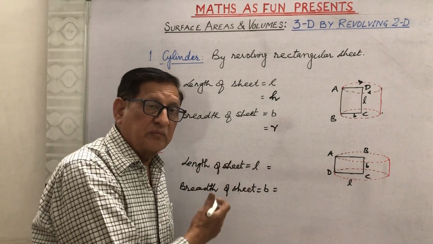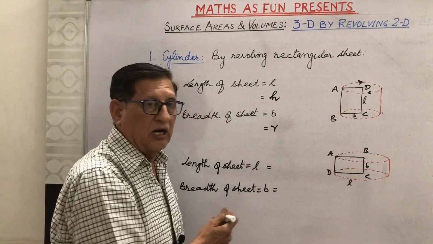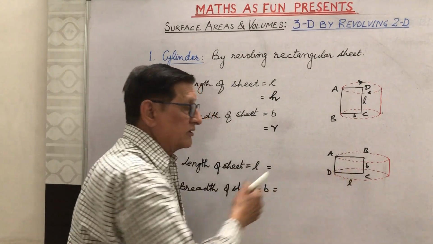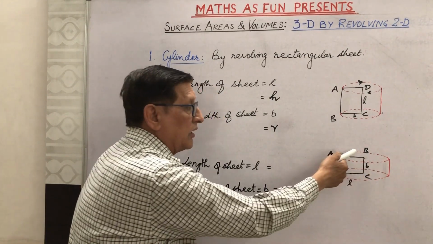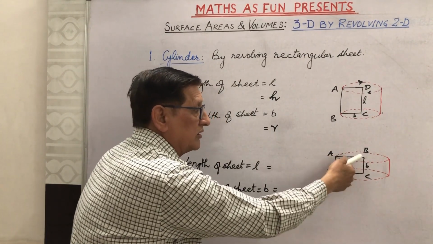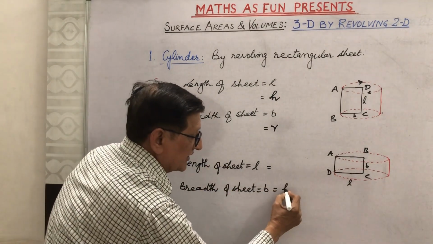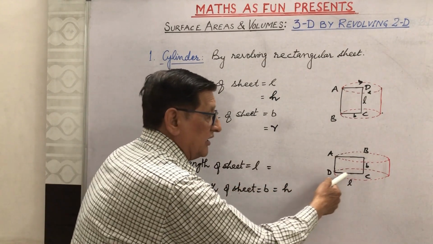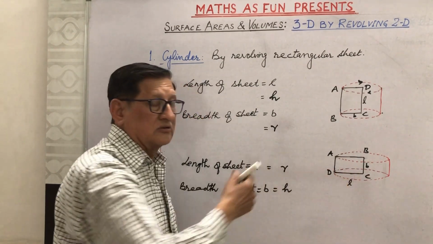The second case may be if we revolve the same sheet about its breadth. If we revolve it about the breadth, a cylinder is formed again, but the height of this cylinder will be equal to the breadth of the sheet. So the breadth here will be the height of the cylinder, and the length will be the radius of the cylinder.